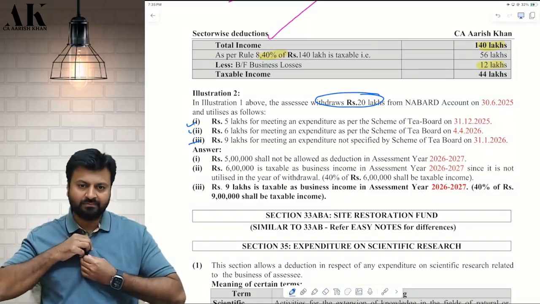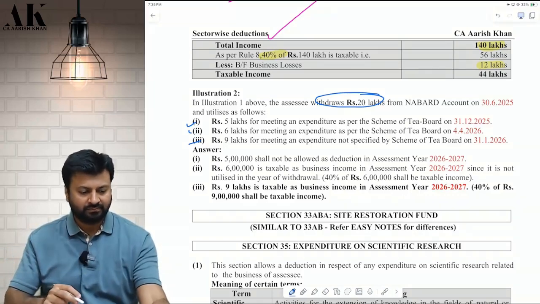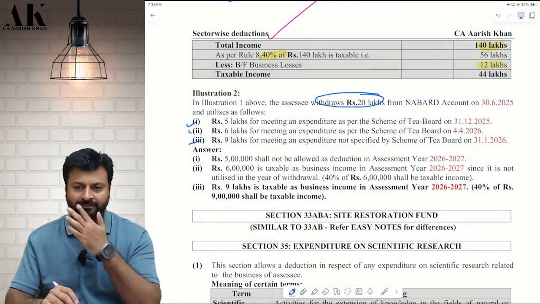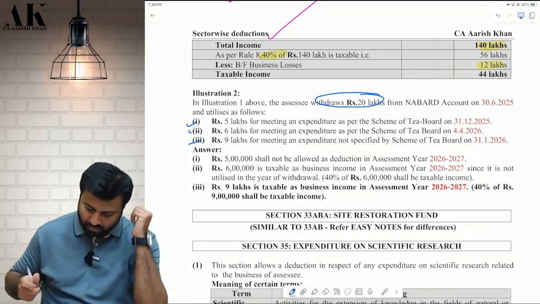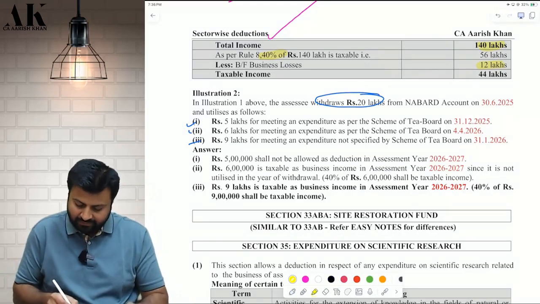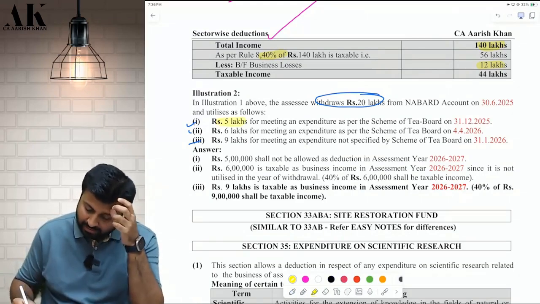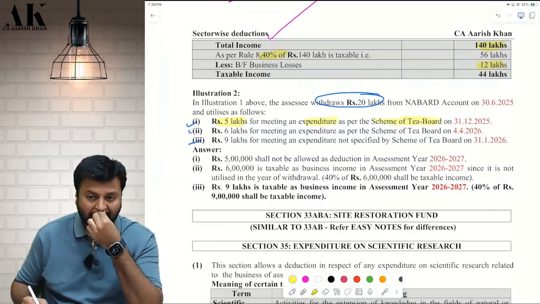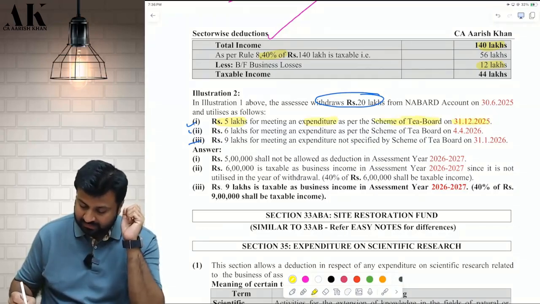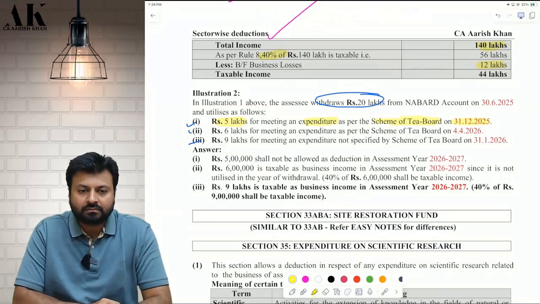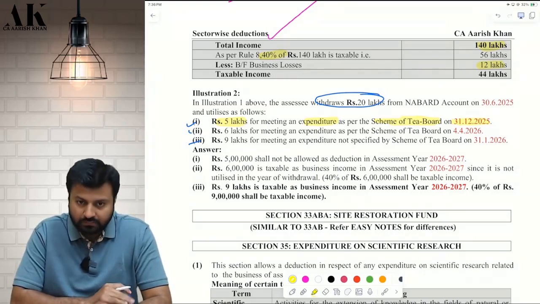Done? Done. So you are withdrawing 20 lakh rupees from NABARD. What will happen for the 5 lakh rupees which you are withdrawing from NABARD and incurring as an expense as per the T board on 31st December? What will happen to this? Is it allowed?